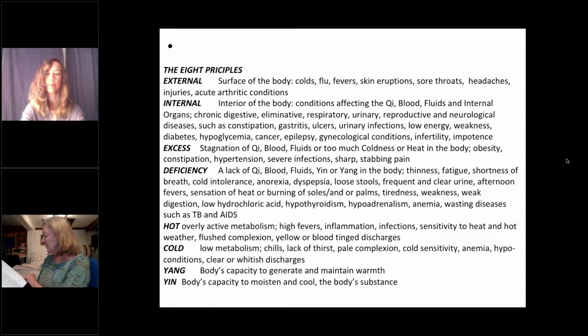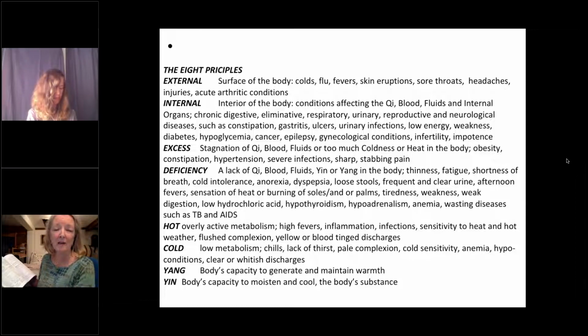And you've got 1, 2, 3, 4, 5. You've got a stagnant cold pattern for menstruation, and that's more pain than irregular. You've got 8, you've got 4 excess patterns and 1, 2, 3 deficiency patterns. So there's 7 possible patterns.